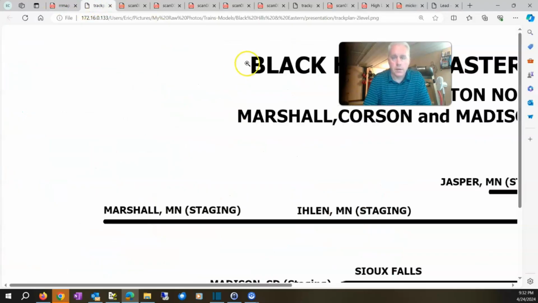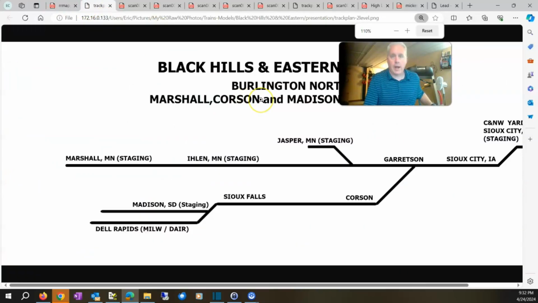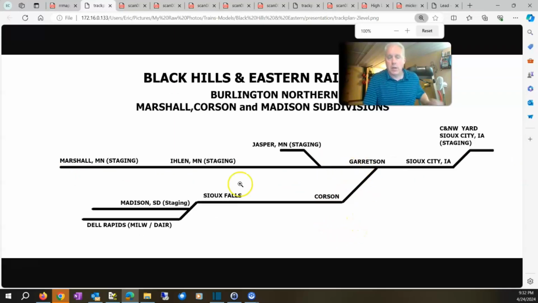Then I'm going to take a quick look at the schematic for the staging level and for the scenery areas on the Black Hills and Eastern Railroad. Essentially, this top line here is hidden staging, with the exception of the line that comes, or the Sioux City Yard. I show that quite a bit in different operations videos and things like that here on the Black Hills and Eastern Railroad channel.